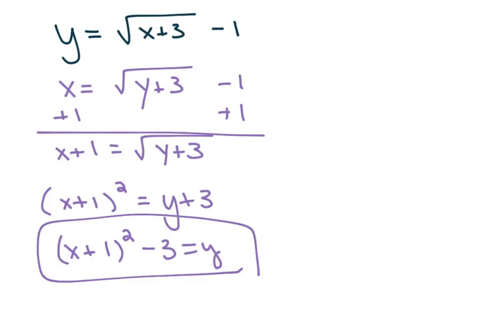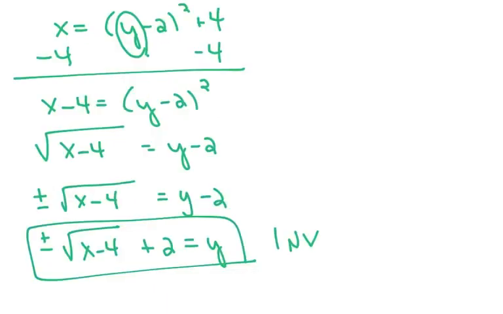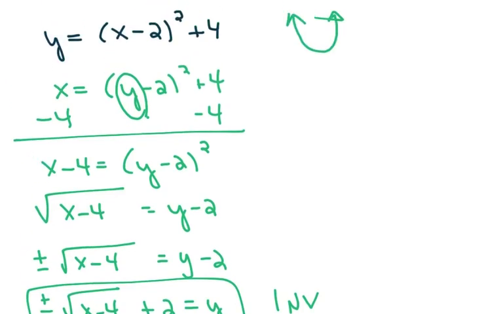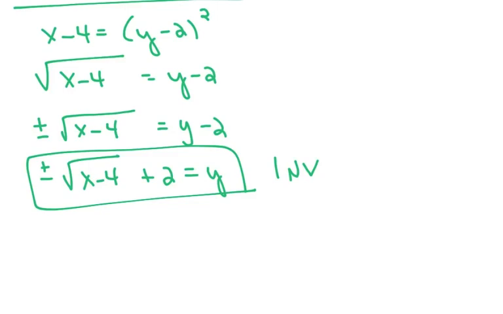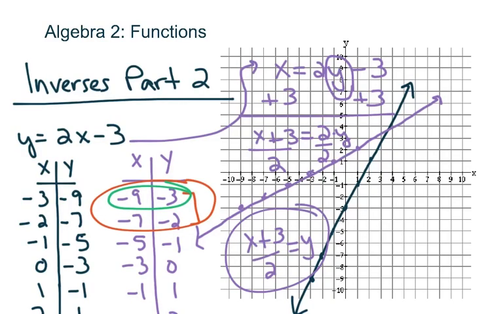Notice that the inverse of a square root function is a quadratic. On the previous page, the inverse of a quadratic was a square root function. The inverse of a linear function is another linear function. And that is an introduction into finding the equations of inverse functions.